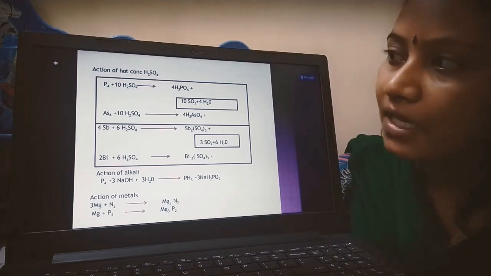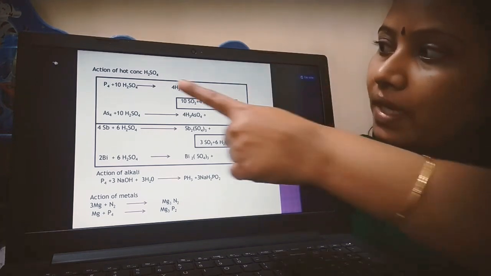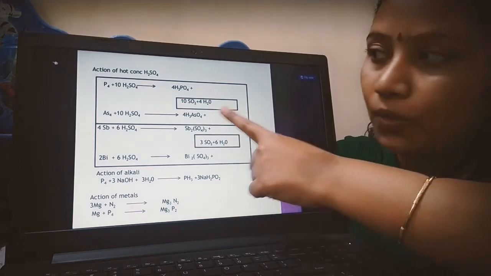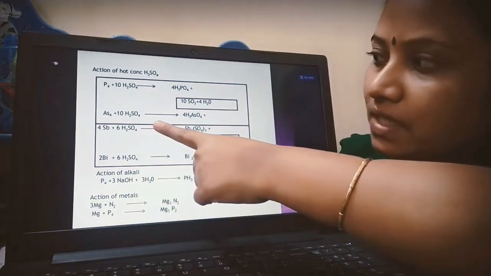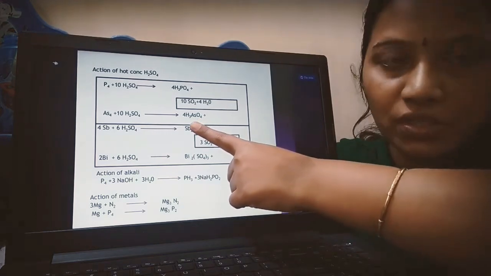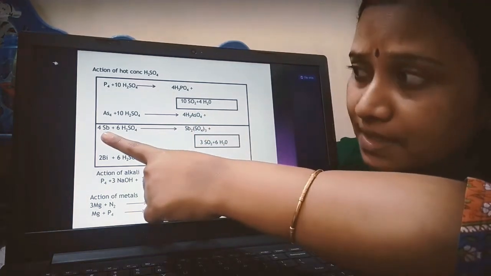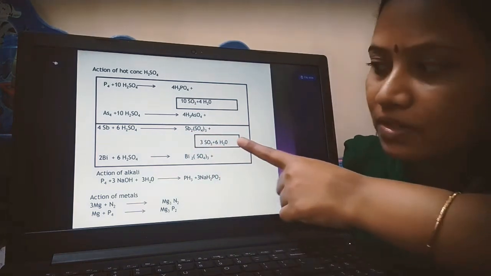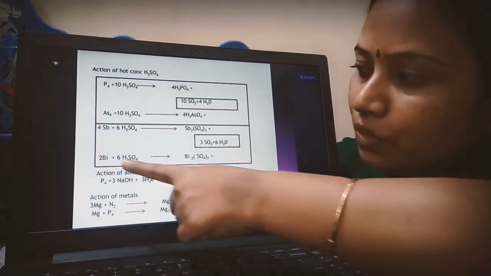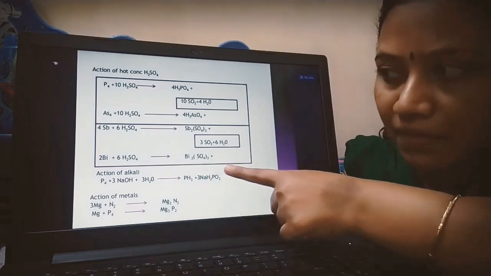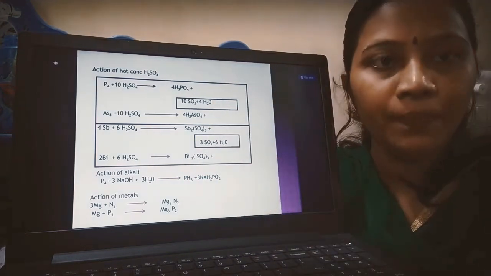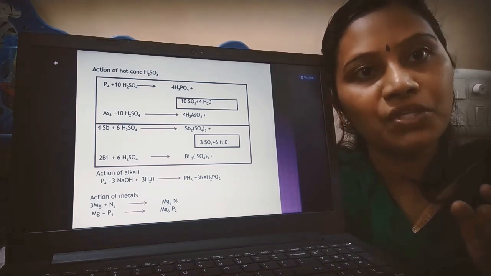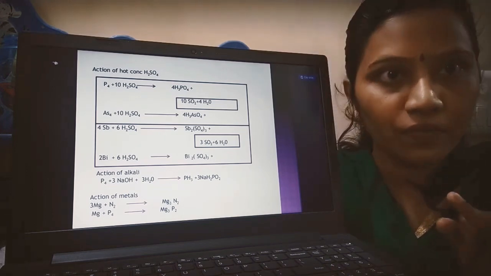Now consider the reactions. When phosphorus reacts with sulfuric acid, I get orthophosphoric acid plus sulfur dioxide plus water. When arsenic reacts with sulfuric acid, we get arsenic oxide. Now consider antimony with sulfuric acid: antimony sulfate plus sulfur dioxide plus water. Bismuth plus sulfuric acid gives bismuth sulfate. Now we have seen acids, oxygen and oxidizing agents. Under oxidizing agents, we saw nitric acid and sulfuric acid.